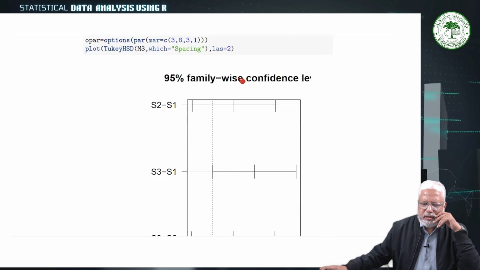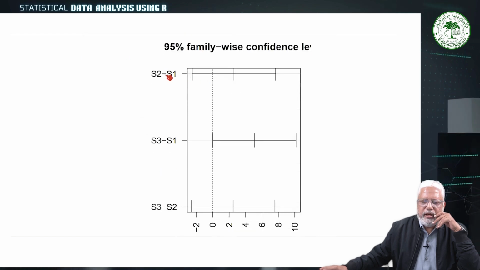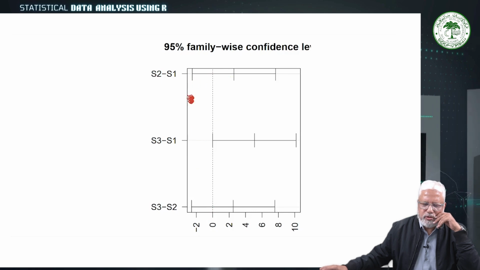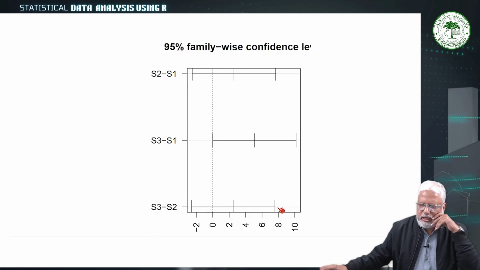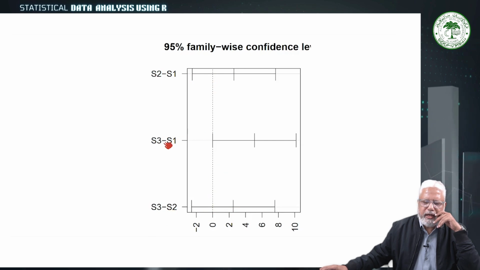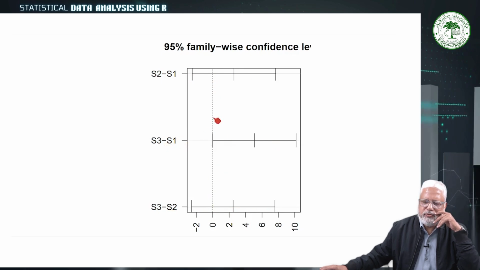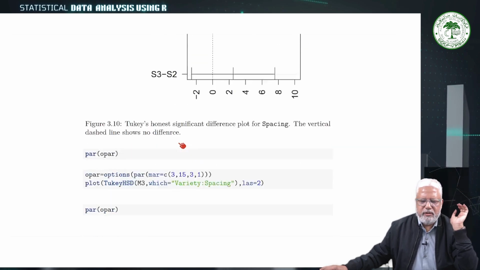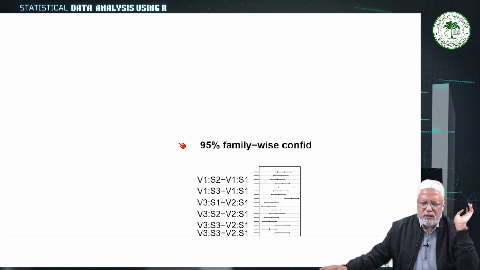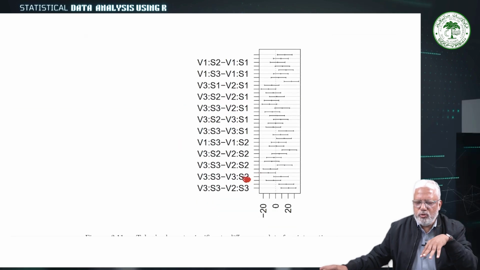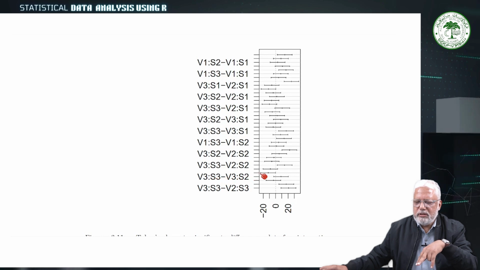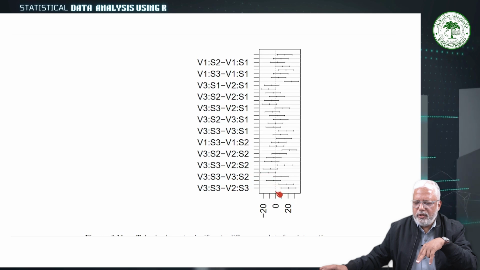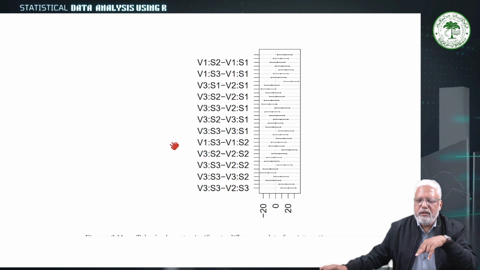Whereas here, S2 versus S1 is not significant because it is being crossed by the vertical line at 0. S3 versus S2 is also not significant because it is being crossed, whereas S3 versus S1 is not being crossed by the vertical line at 0. So that means only S3 versus S1 is significant. Similarly we can check these. Those interactions which are being crossed by the vertical bar at 0 are not significant, and the remaining are significant.